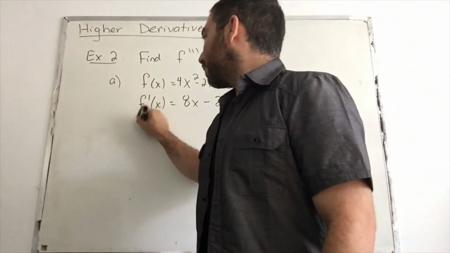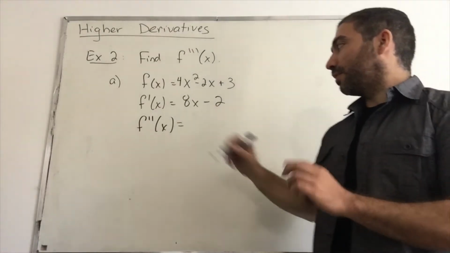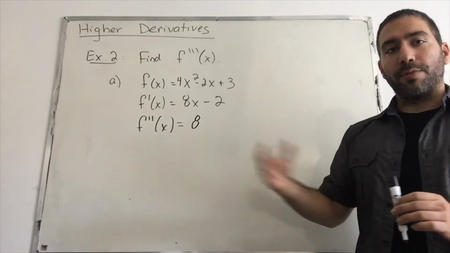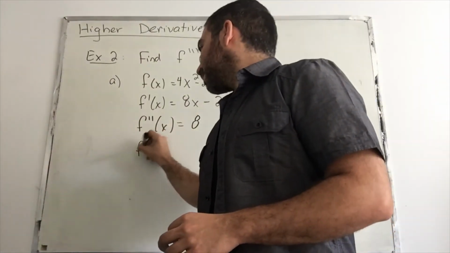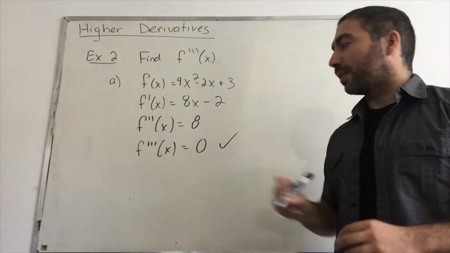Let's take the second derivative. Derivative of 8x is 8. The derivative of negative 2 is 0. So we're just left with 8. And if we take the derivative once more, the third derivative, the derivative of 8 is 0. And that's the final answer.